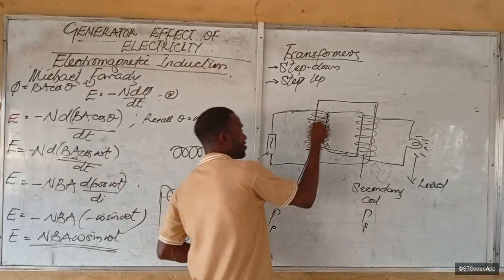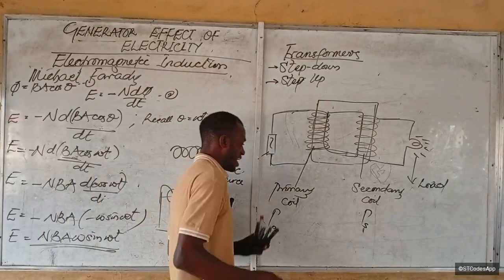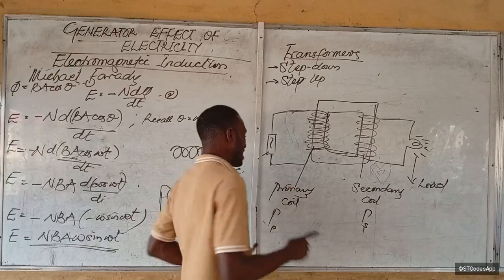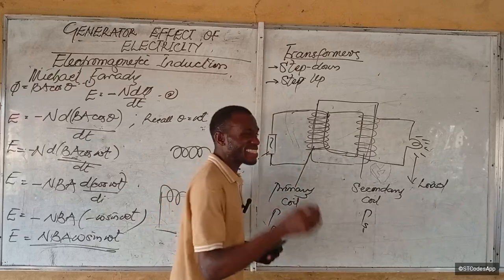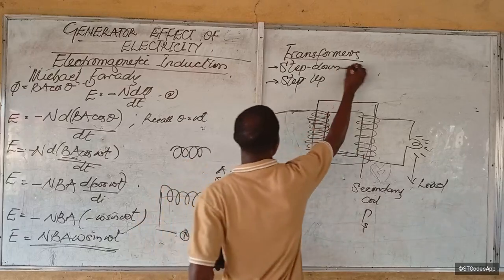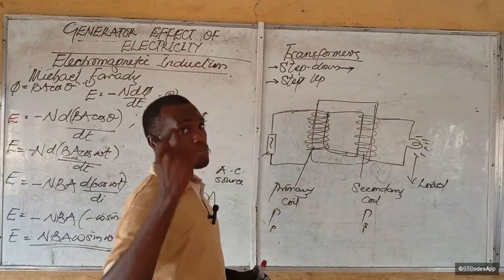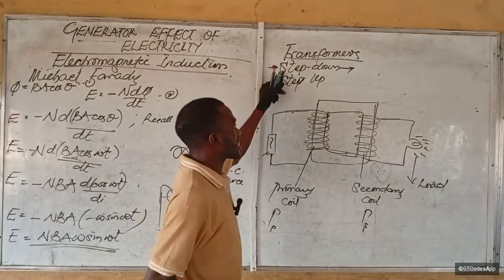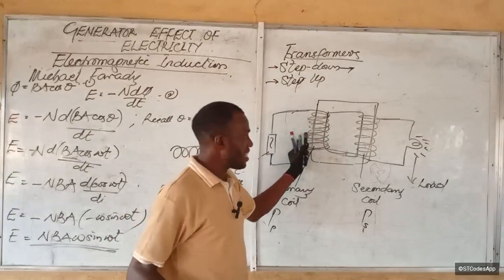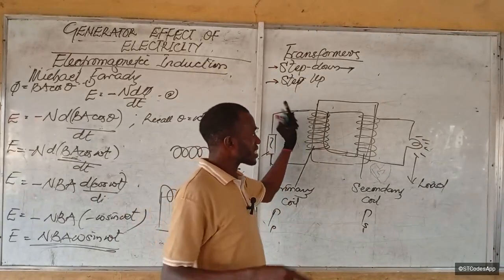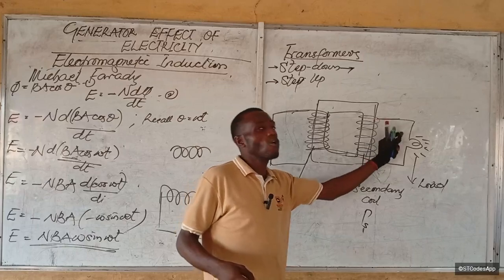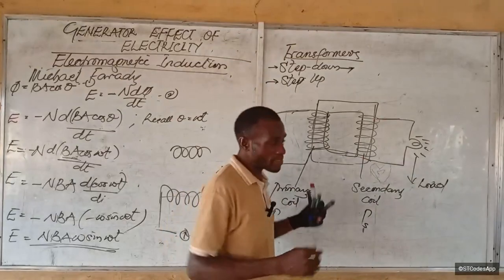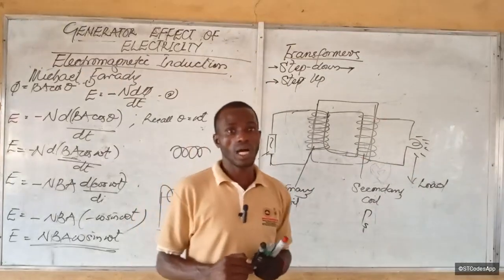So we said, if the number of turns in the primary coil is greater than the number of turns in the secondary coil, then that is a step down transformer. In a step down transformer, you expect that the voltage entering is greater than the voltage going to the load. Is that okay?